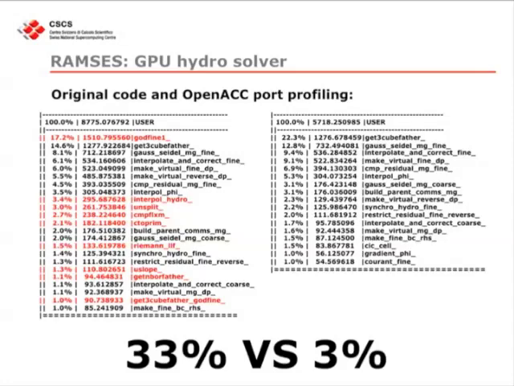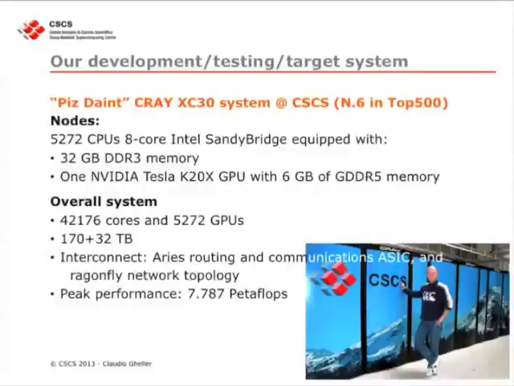Okay, our target system, the system where we develop everything and our target system for the simulation, was already mentioned in one of the previous talks, and this is the Piz Daint machine that at the moment is number 6 in the top 500 ranking, and it's also the number 1 in Europe.